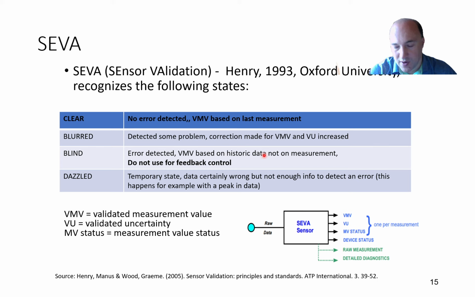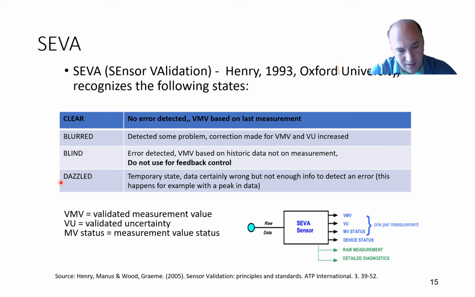It's not the correct measurement. It's not the actual value that we have. And since this is not the value that's based on measurement, it should not be used for feedback control. Because in a feedback control, you get some data, you decide what to do, and then you control something. But with this historic data, you don't know what you should do.